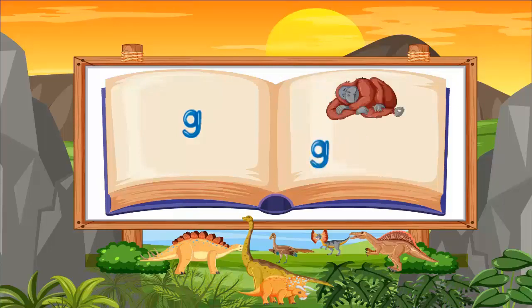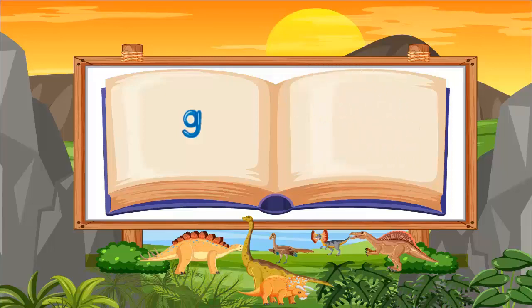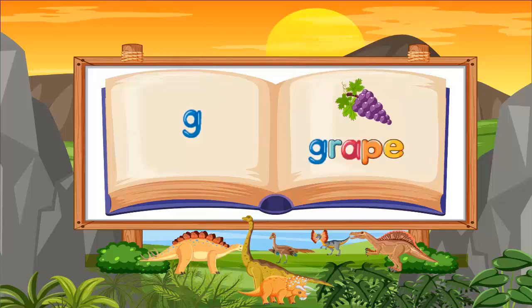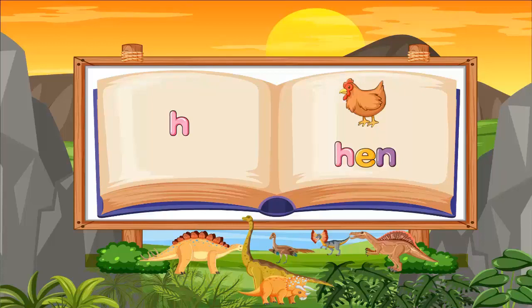G for gorilla. G O R I L L A gorilla. G for grapes. G R A P E S grapes. We are going to learn words starting with the letter H. H for hen. H E N hen.